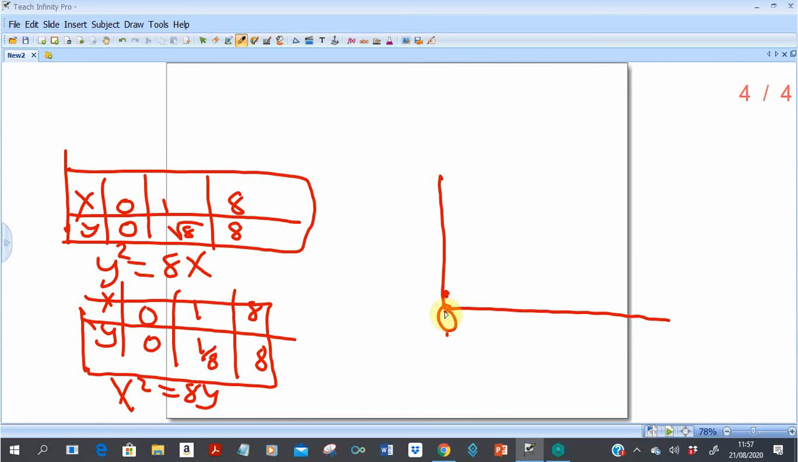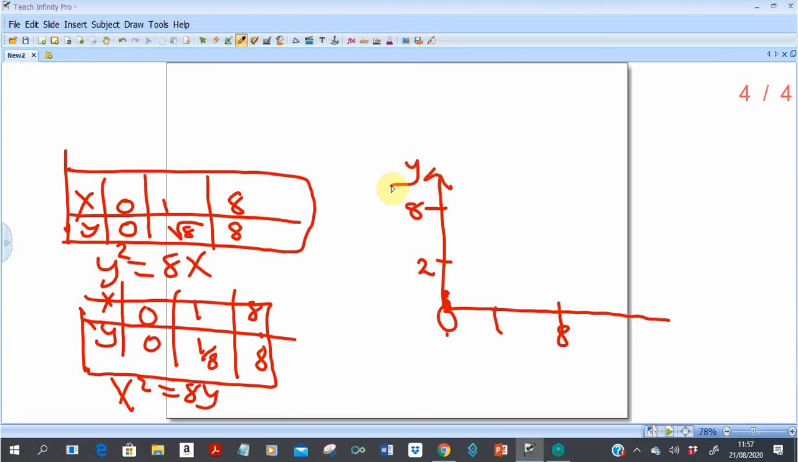So this is at 0. Maybe the other one is at 1, and this will be 8. So at 0, we have 0, 0. Then the other one could be somewhere. Okay, so let's have 0, somewhere like a 2 here, and 8.